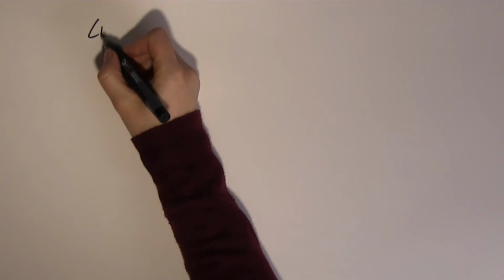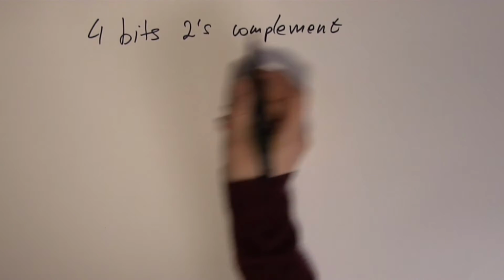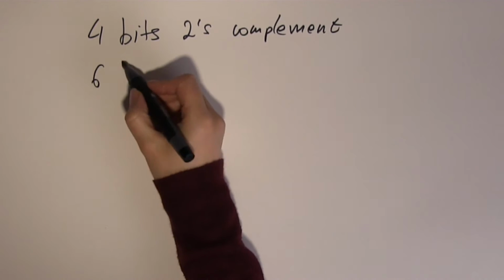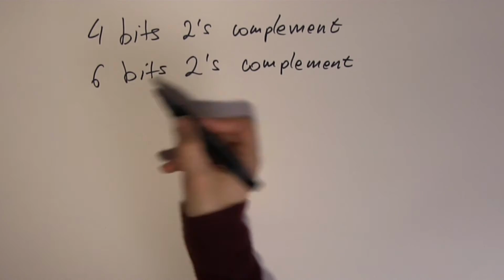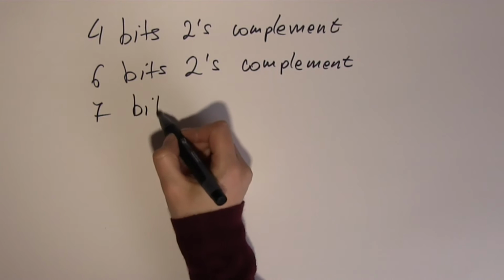First of all, we need to agree a fixed length for these binary numbers. Because if we just have any odd lengths, then the computer will not know what digit is the first digit, what digit will be the sign digit. So we can talk about 4 bits 2's complement. We can even talk about 6 bits 2's complement, and so on. It doesn't have to be an even number, it can be 7 bits 2's complement as well.